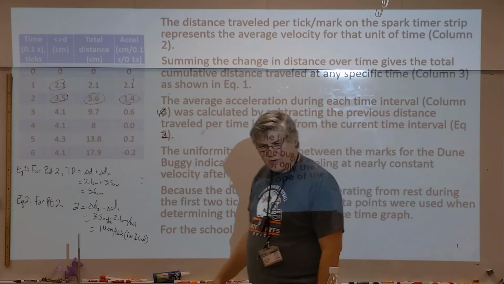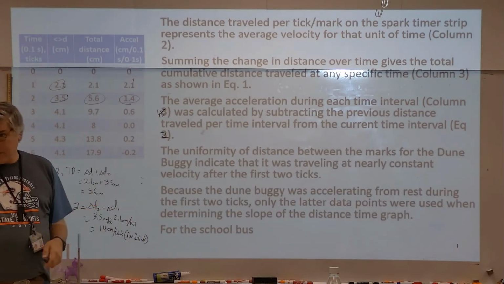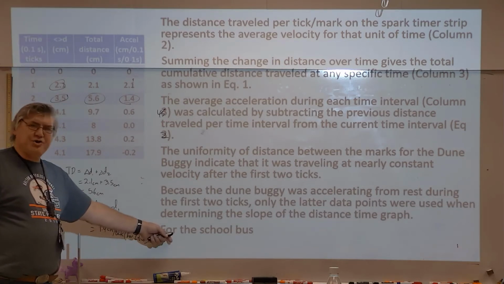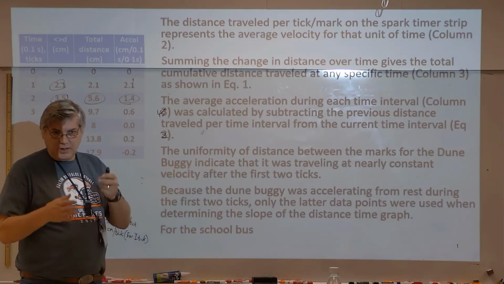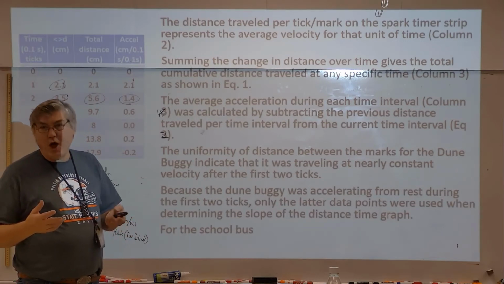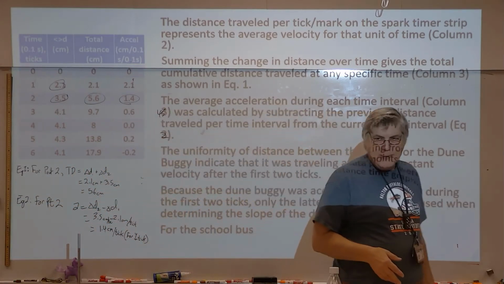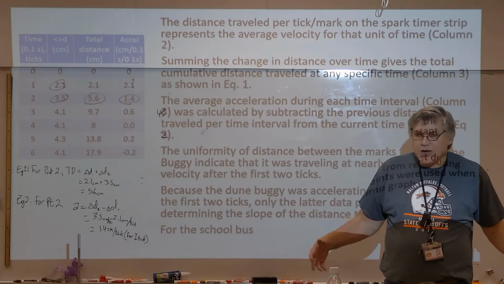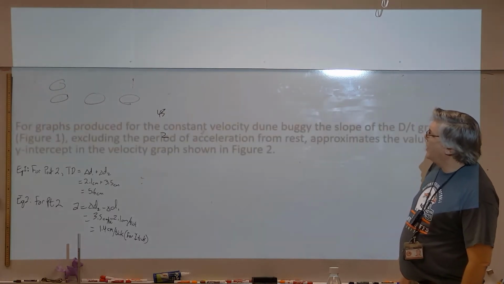You're going to do the same thing for the school bus. Mention some stuff, show your calculations. The calculations are exactly the same for the school bus, aren't they? You'll still show your example calcs, and then just discuss what happened. Are you going to talk about how the marks were a uniform distance for the school bus? No, you're going to talk about because the distance between the marks for the school bus got larger and larger, it was clear that the school bus was going faster and faster, or accelerating, right? So something like that.